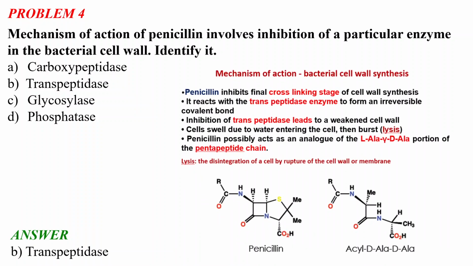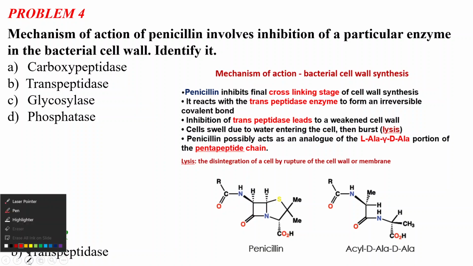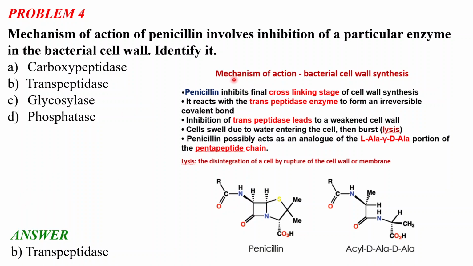So what is the mechanism of action of penicillin and the penicillin class of antibiotics? Basically, penicillin inhibits the final cross-linking stage in the cell wall synthesis of the bacteria. It reacts with the transpeptidase enzyme to form an irreversible covalent bond. Inhibiting the transpeptidase leads to a weakened cell wall, and the cells swell due to water entering the cell, then burst. This process is known as lysis.